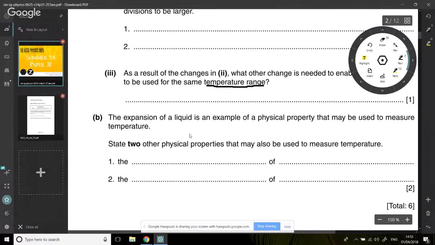Okay, the expansion of the liquid in the example shows just one property. It shows that you can measure temperature using expansion as a property, but what are the other ones you can use? It's quite simple. You can use a change in electrical properties or, for example, the expansion of a gas. There's also radiation, like the radiation emitted by a hot metal. In other words, you can look at the amplitude of the radiation released, or the frequency, as other properties you could use.